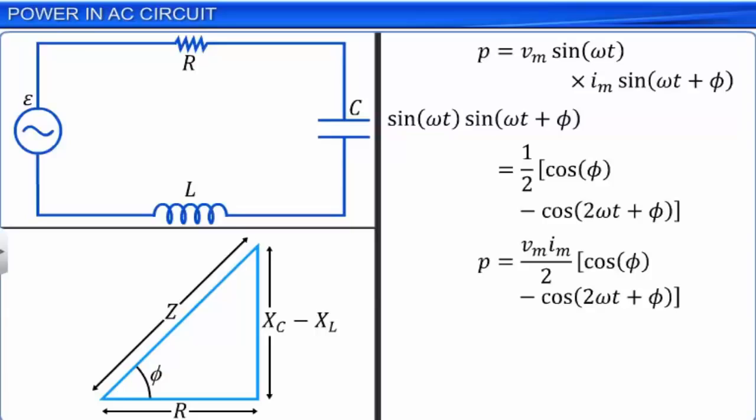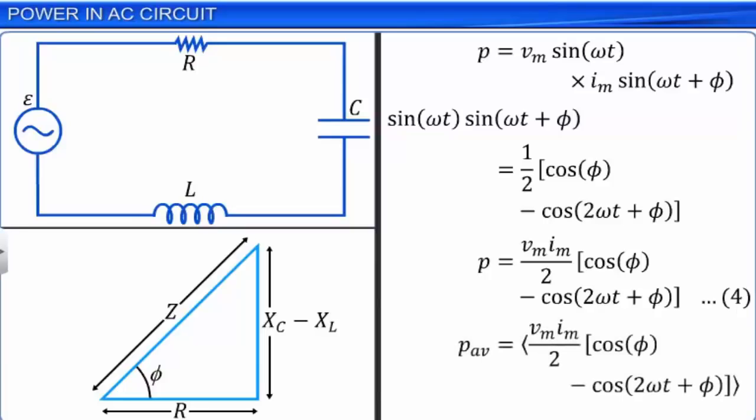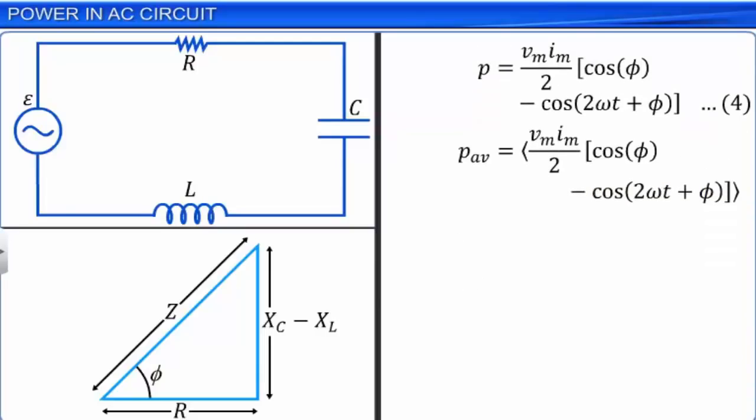The average power dissipated over a cycle is given by the average of the right-hand side of equation 4. Here, only cos(2 omega t plus phi) is time dependent. However, its average over an entire cycle is 0, as the average value of a cosine function over a complete cycle is 0. Hence, the average power PAV is equal to Vm Im by 2 into cos phi. Let this be equation 5.